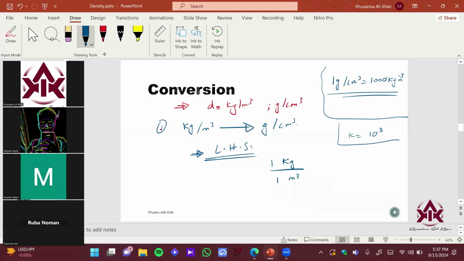And how do we convert from meter to centimeter? 1 meter is 100 centimeters. So if I want to find density, as Ayan said, I can cube both the sides, and also, Rupa said, cube both the sides. Density is mass per unit volume.